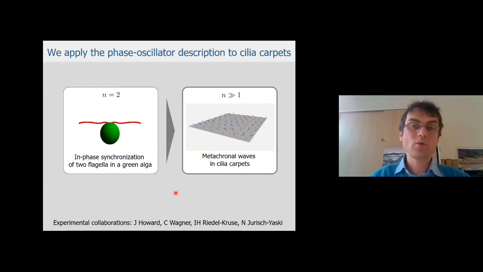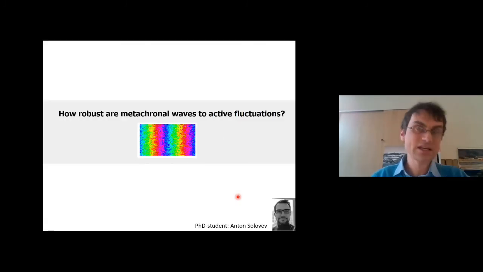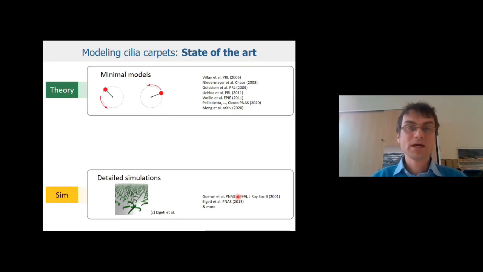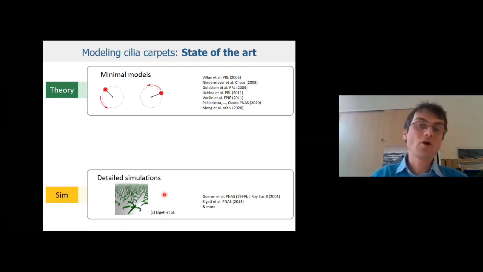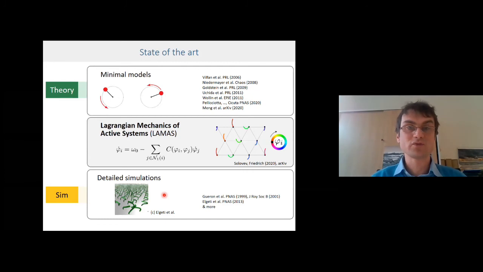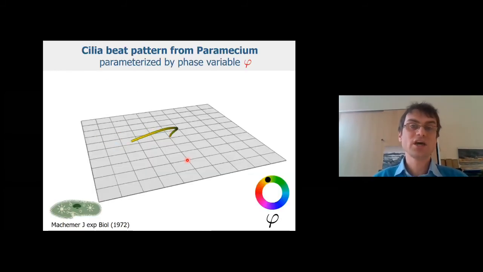And in the last 5 minutes, I want to highlight a very recent work, how we can use the lessons learned from the model system of Chlamydomonas, with its two cilia, to get a better understanding of collective dynamics in cilia carpets with many cilia. In particular, what happens if there are active fluctuations. So previous models either had very minimal descriptions, like spheres moving on circular orbits, or there have been very expensive simulations running on supercomputers. And we try to get the best of both worlds by describing each cilium as a phase oscillator with its phase variable phi_i. And the different cilia are coupled, but we get this coupling from hydrodynamic computations.